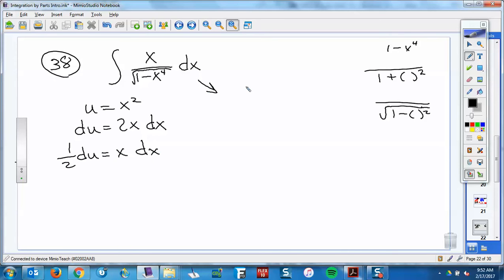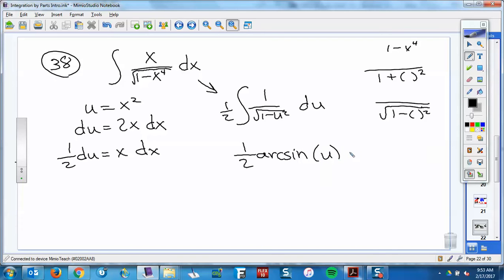And so now when we do our subbing, our x dx would come out as the 1/2 du, and then this bottom piece ends up being square root of 1 minus u squared, which is just a basic arcsine. So we got 1/2 arcsine of u plus c, and then that's 1/2 arcsine of x squared.